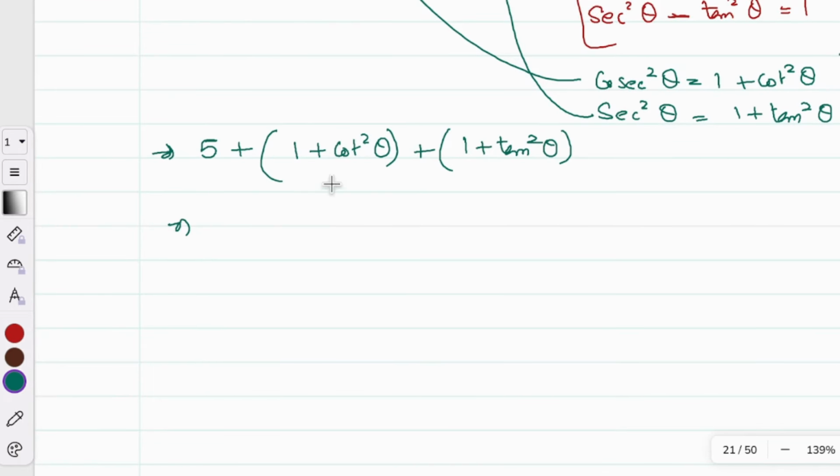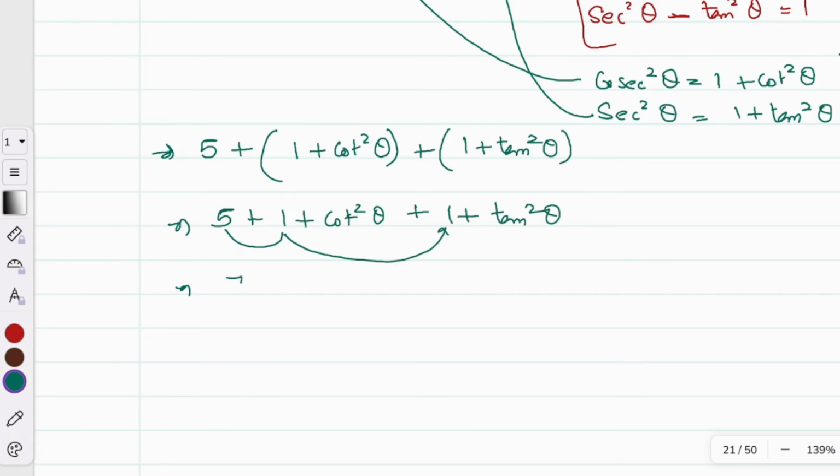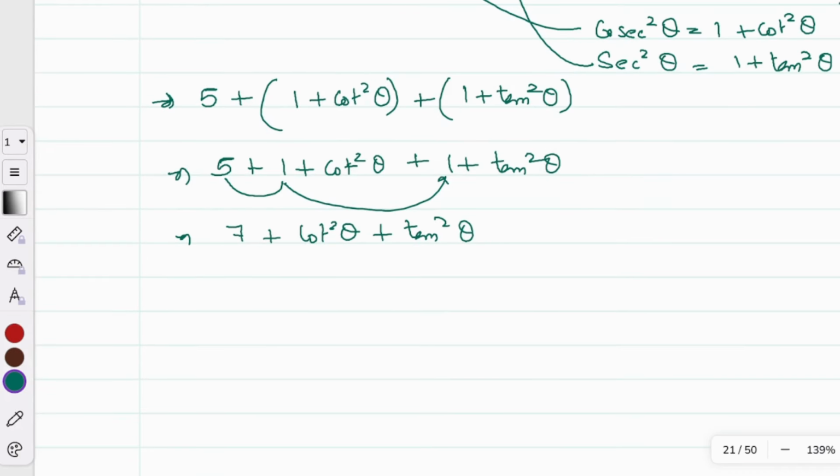Now I need to open my bracket. On opening, what will happen? 5 plus 1 plus cot square theta plus 1 plus tan square theta. Now what I can do? 5 plus 1, 6. 6 plus 1, 7. So I will get 7 plus cot square theta plus tan square theta, which is equal to 7 plus tan square theta plus cot square theta. Now look, in our question the RHS is given as 7 plus tan square theta plus cot square theta. After rearranging, this is our RHS, right? So it means that therefore LHS equals RHS.